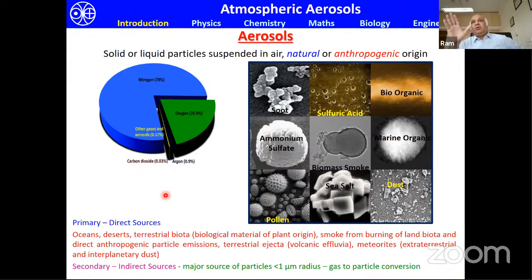99.99% of aerosols or more are located in the 0 to 40 kilometer altitude of the Earth's atmosphere. The extraterrestrial and the interplanetary dust contribute aerosols at altitudes above that, but as you can see, they are a very minuscule portion of the total aerosols present in the Earth's atmosphere.